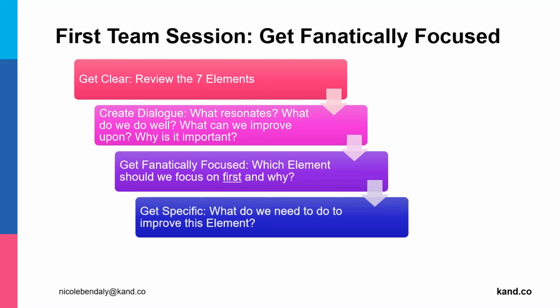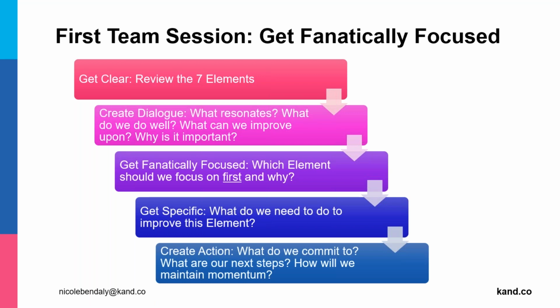If people don't feel comfortable speaking up, have them write down ideas, capture them, and then bring them forward so you can share them. Then identify at least 2 or 3 things from that list that the team is actually going to commit to doing. Have them identify the next steps and how they can maintain momentum and hold each other accountable. So this is the structure of your Get Fanatically Focused meeting.